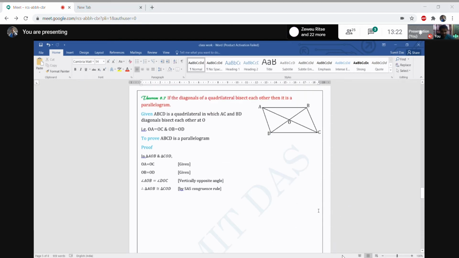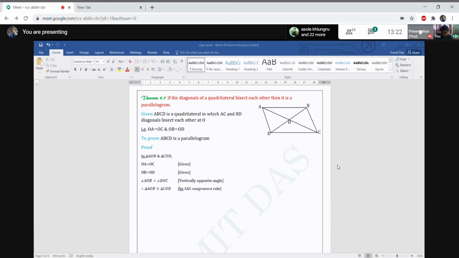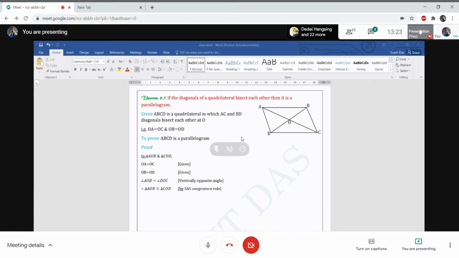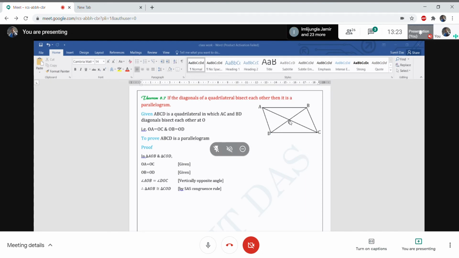So for that, I draw a diagram. You can see the diagram, and in the given part we wrote that ABCD is a quadrilateral in which diagonals AC and BD bisect each other at O. We know what bisect means. Bisect means divide into equal parts, right? So if it is bisected, therefore OA and OC will be equal. And what we have to prove? We have to prove that ABCD is a parallelogram.